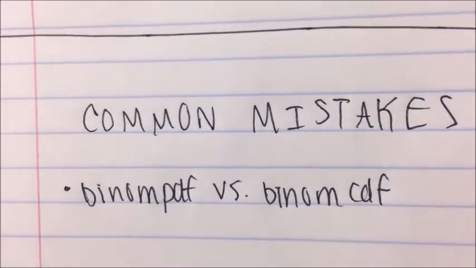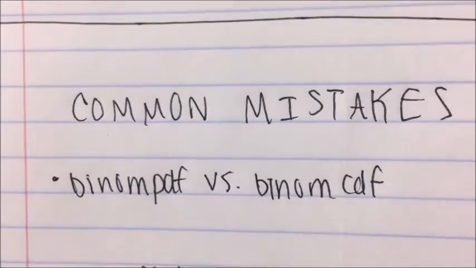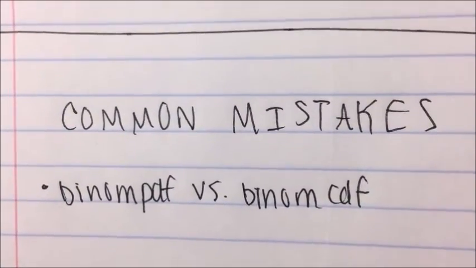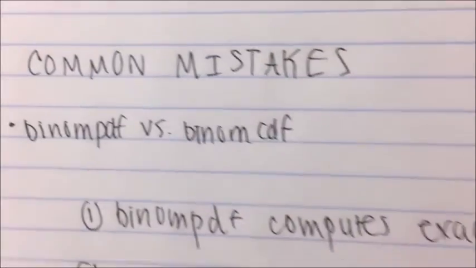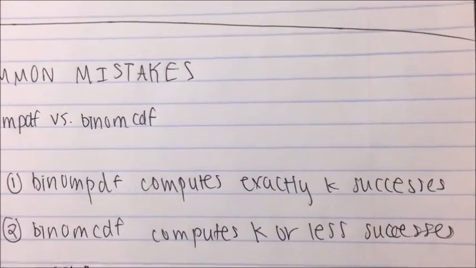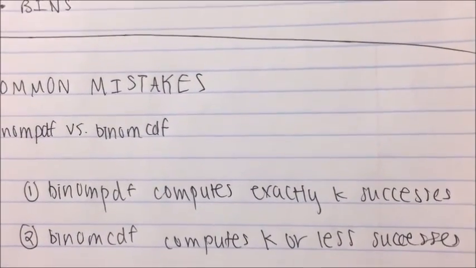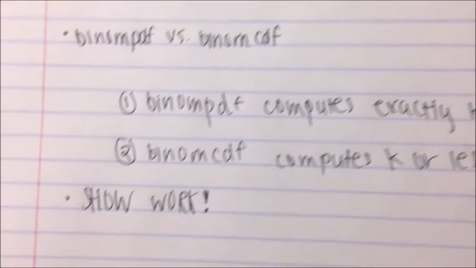A common mistake that students make is getting confused between binomial PDF versus binomial CDF. You may have noticed that your calculator has both of these functions. Binomial PDF computes exactly K successes, while binomial CDF computes K or fewer successes. Make sure to read the problem carefully and understand exactly what it's asking for. And of course, another common mistake is forgetting to show work. Don't forget to show work.